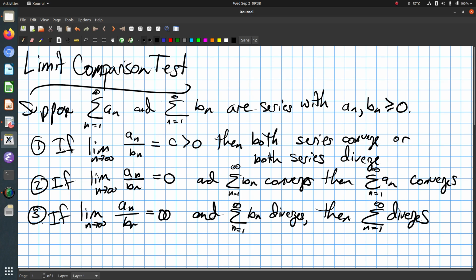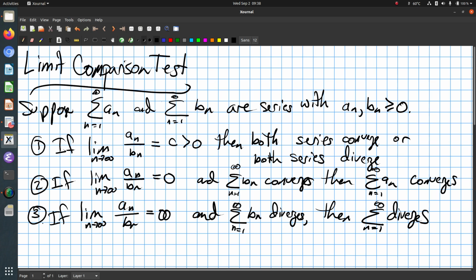The limit comparison test is a slightly different version of the comparison test. You won't find use for it that frequently, but sometimes it's good to have on hand. And the way it works is instead of looking at the terms individually of two series, both of these series have positive terms, what you do is you look at the ratio of their terms, and you look at the limit of the ratio of their terms.